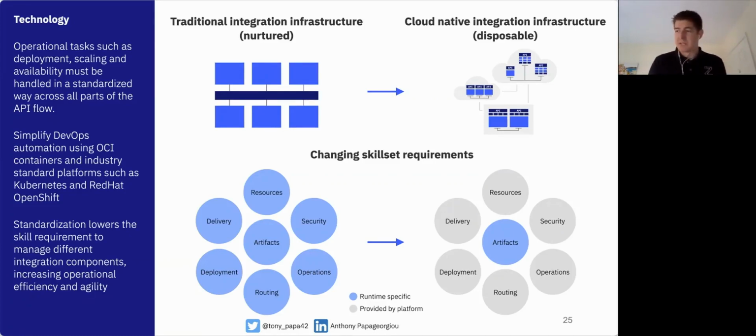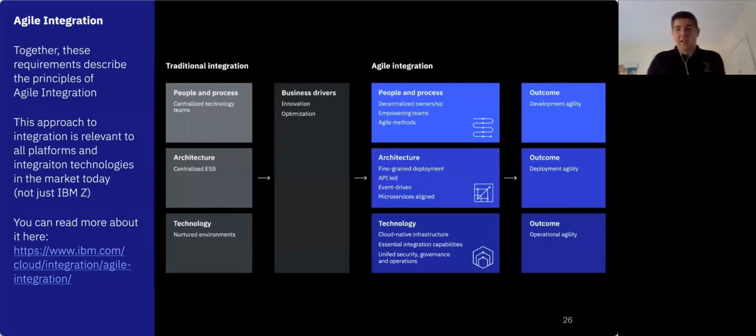And we go, well, is anyone else seeing this? So we talked to our colleagues in IBM Cloud and said, are you seeing this? They said, yes, we are seeing this. We have a name for it, and so do analysts. And their name was Agile Integration. The three things we talked about there are actually the core principles of Agile Integration. So we've got people and process and architecture and technology. And it's all around decentralized ownership and fine-grained deployment and a cloud-native experience.